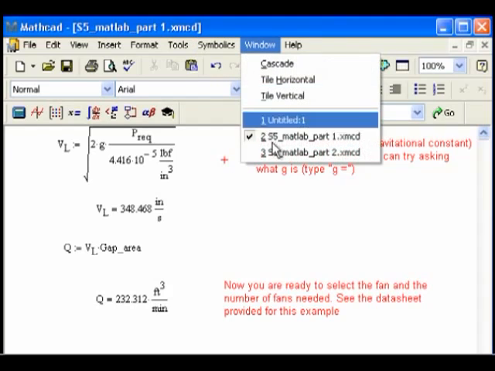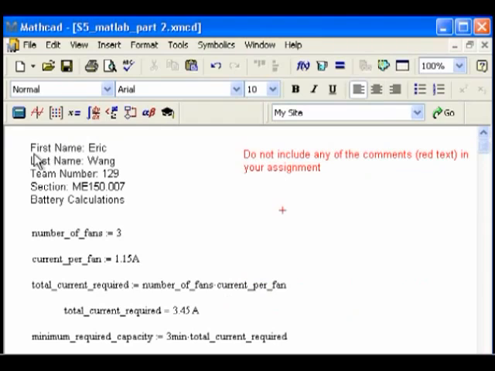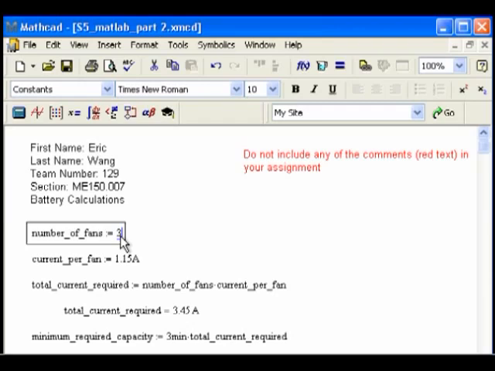Now I'm going to go over, I'm going to enter my second one here. So here's my second worksheet. I'm going to do the battery calculations. Again, I've got my name in the text box here, and now I'm doing battery calculations. So I have a number of fans required. That's 3. I just found that out because, remember, I had 232 CFM I needed, and only 95 per fan. So I need number of fans 3. So I enter this number.